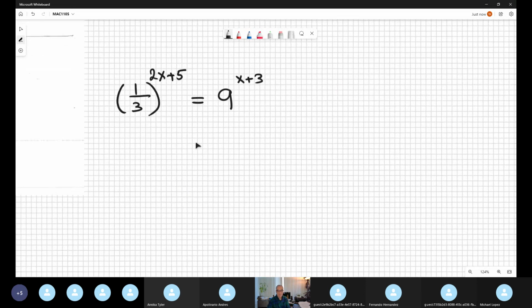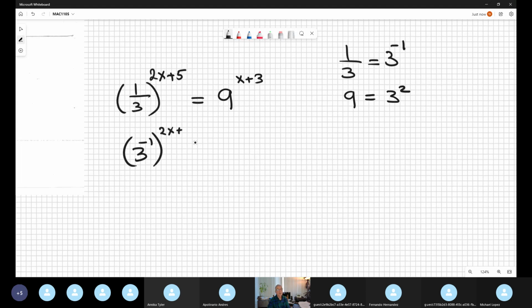It's a classical example because I know that 1/3 is 3 raised to the -1, sorry, and 9 is 3 to the second power. Okay, so now the common base is 3. Now you copy: 3 to the -1 raised to the 2x plus 5 equals, instead of 9, 3 to the second power raised to the x plus 3.